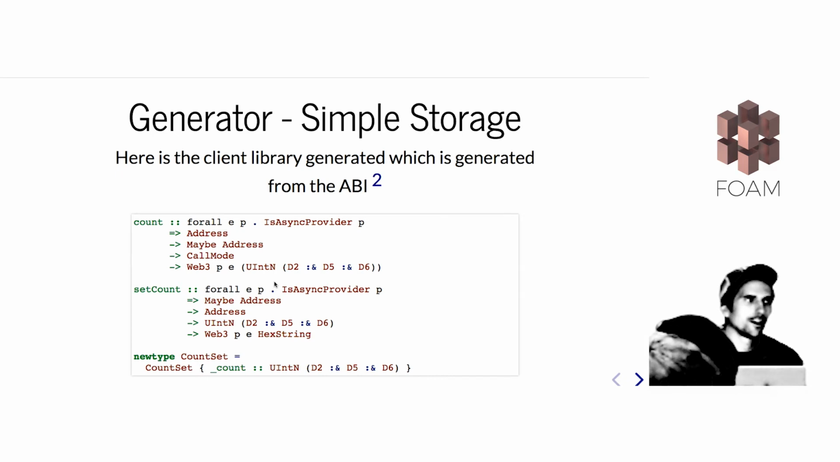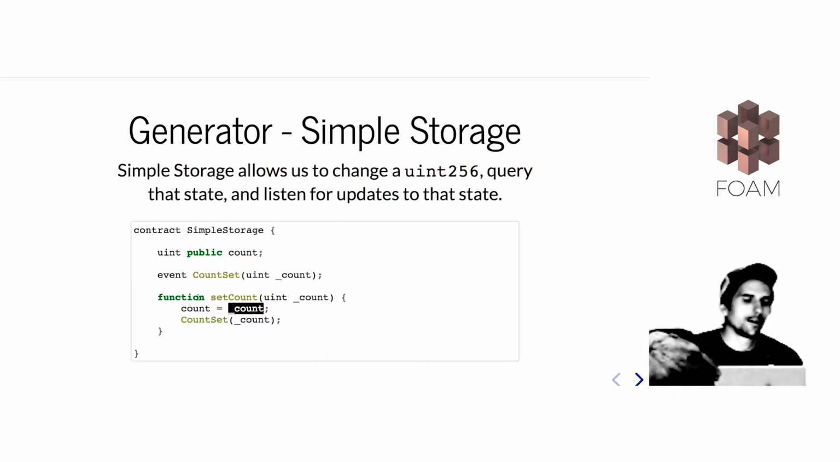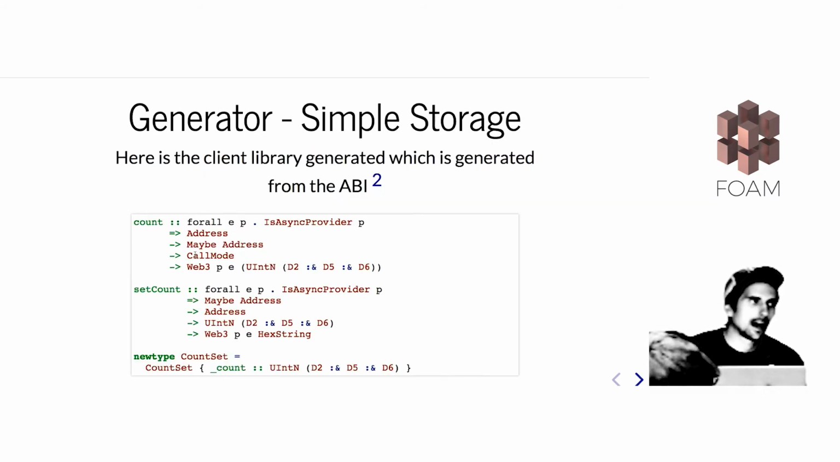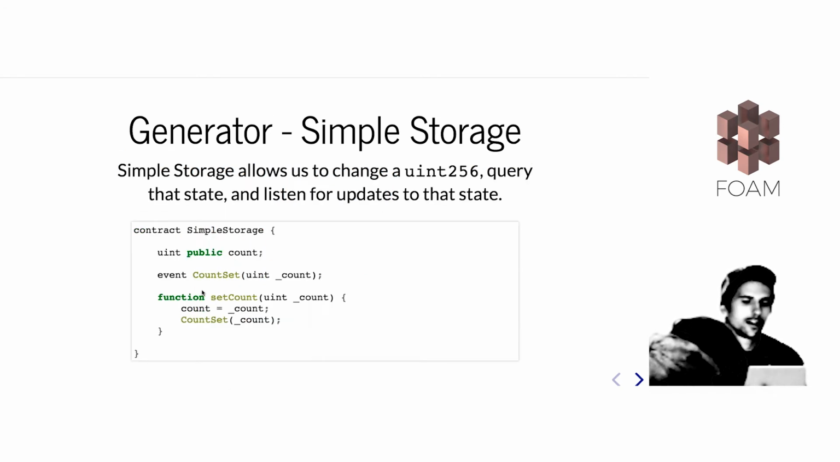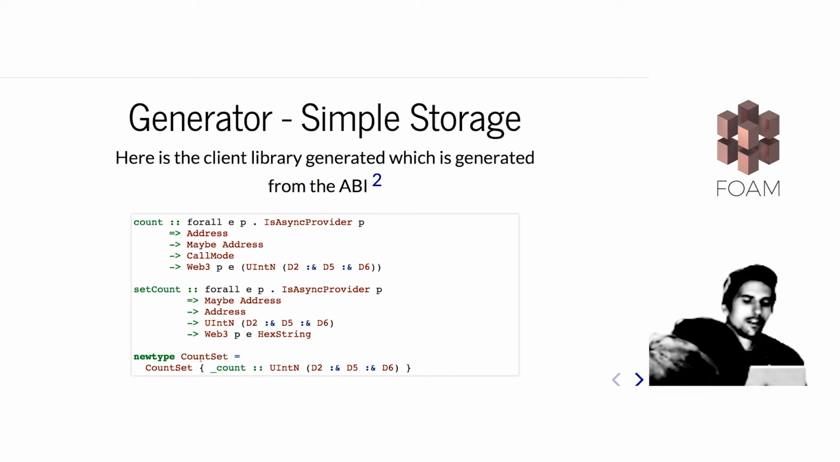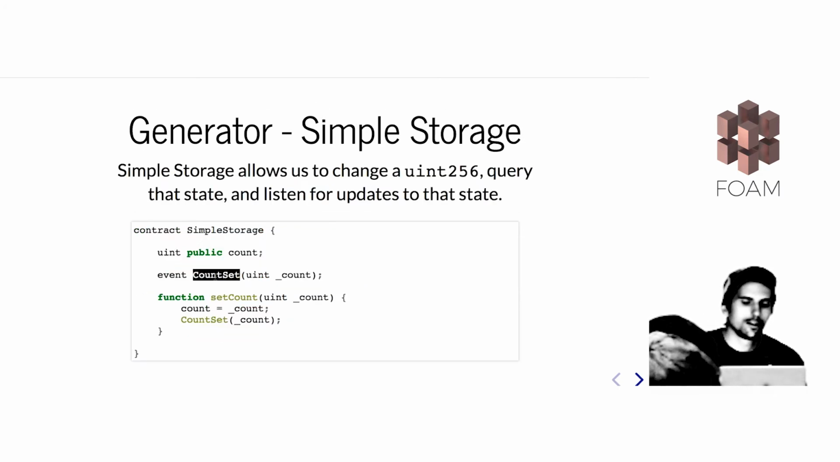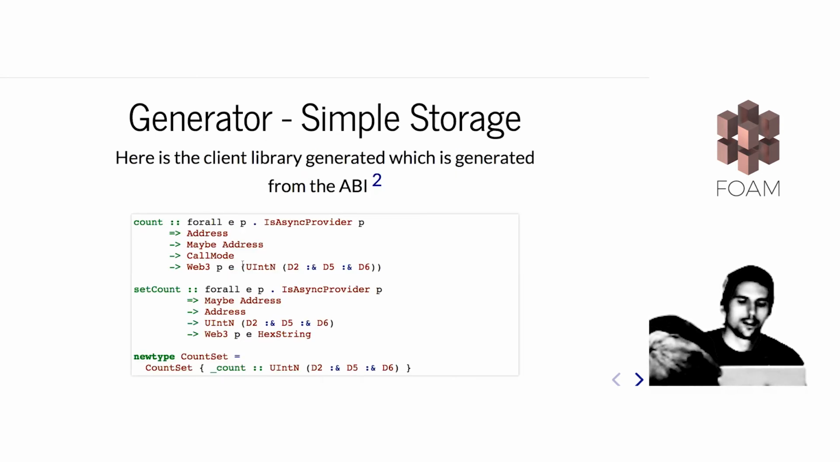So here you'll see setCount and count. I said earlier that if you include this public keyword, you get a count getter or whatever generated. That's this guy here. setCount is the one coming from the function here, and this CountSet event is the one coming from this definition of this event here. So what does count do?